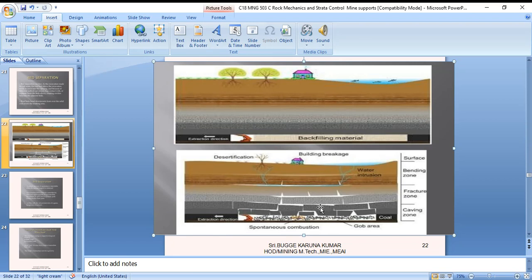Backfilling material. This is an overview of the underground. This is the backfilling area. So how the different layers up to the surface are affected. This is a subsided area. The surface, water intrusions, bed zone, fracture zone, caving zone, spontaneous combustion, all areas, very clearly showing how the surface is affected.